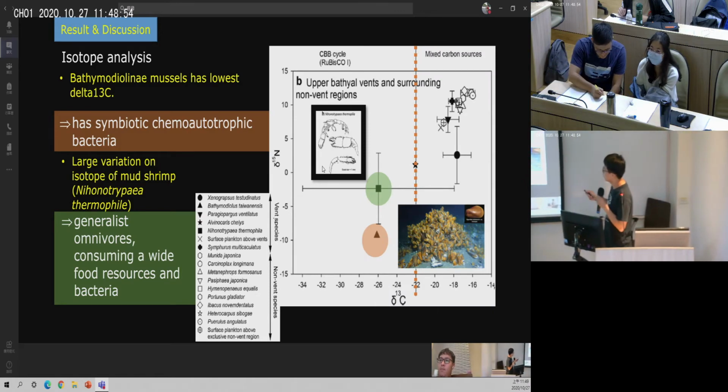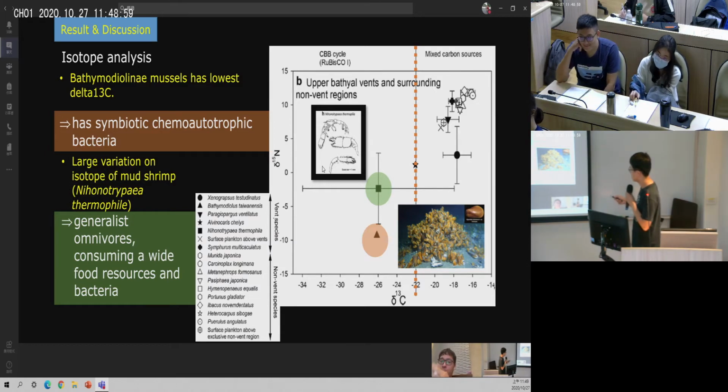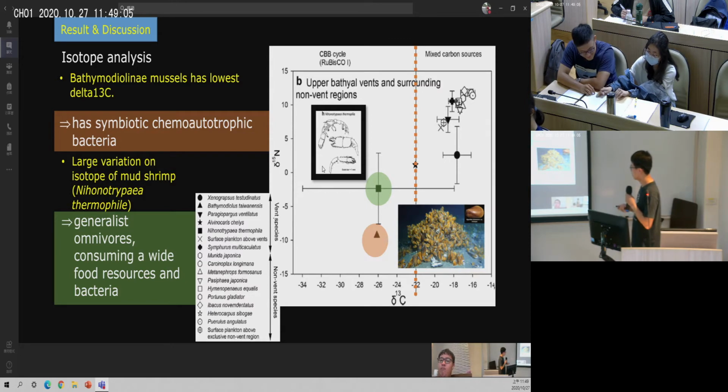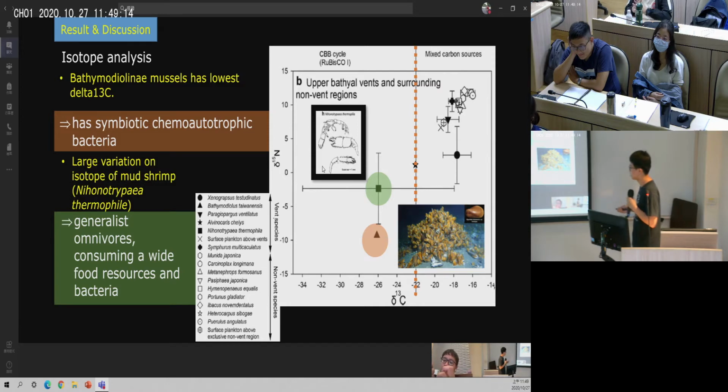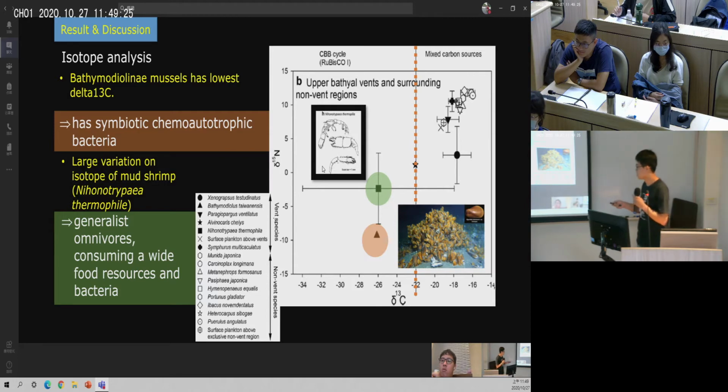And this kind of mussel has a low carbon value, but it suggests that there are some chemoautotroph bacteria in their body. And another thing I want to introduce is this kind of mudship. Because their variation is very big, we call it a generalist omnivore. This means they can eat many kinds of food, like white food resource and bacteria.